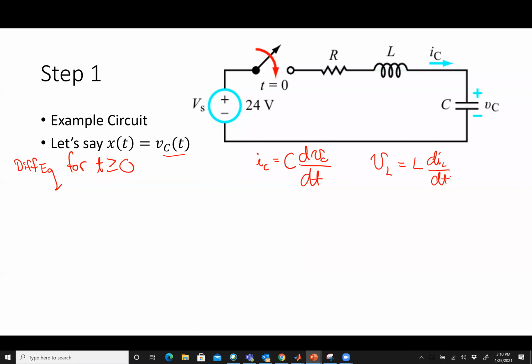Now, before I do any analysis ever in a circuit, what I do is I mark out the polarities of everything. V sub C is already marked out for me. Now, in this case, what do I see in this circuit about I sub C and I sub L?